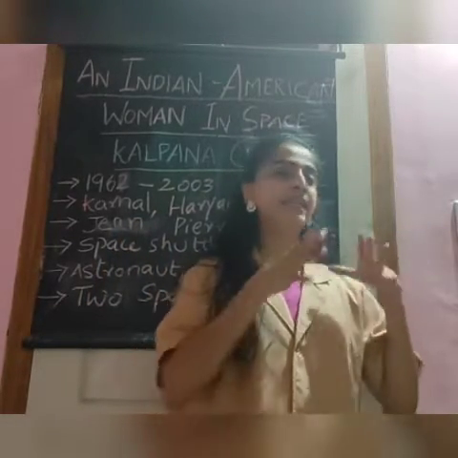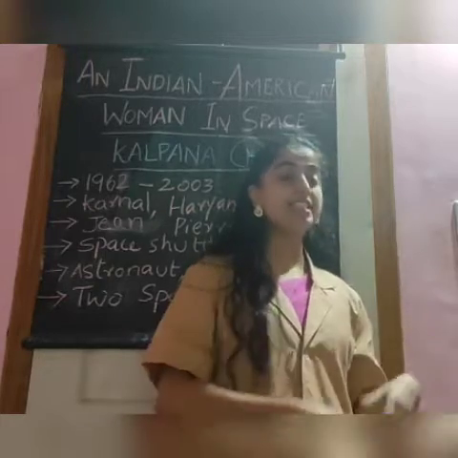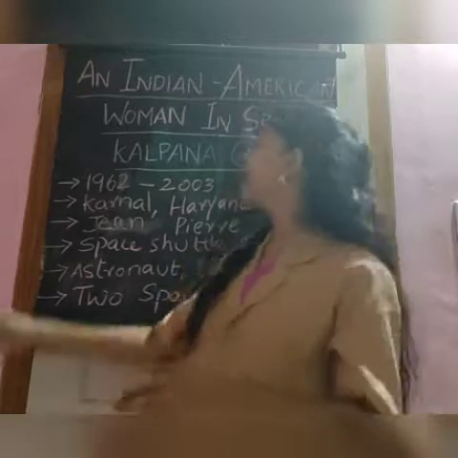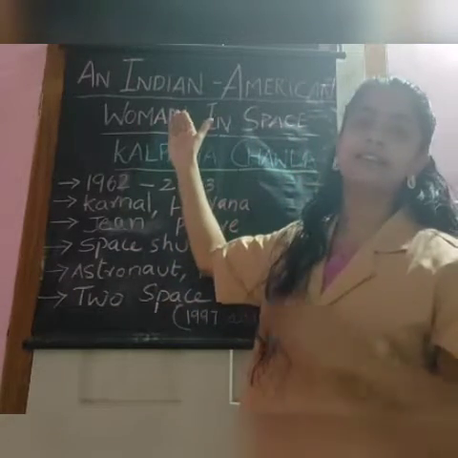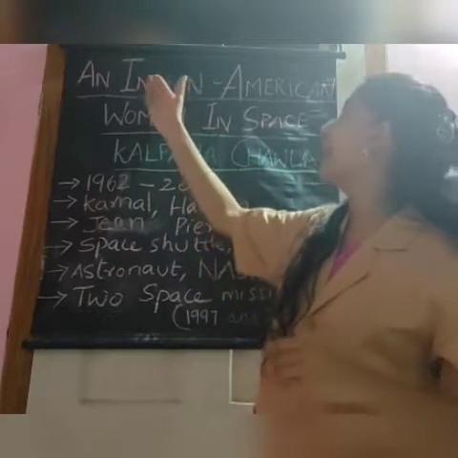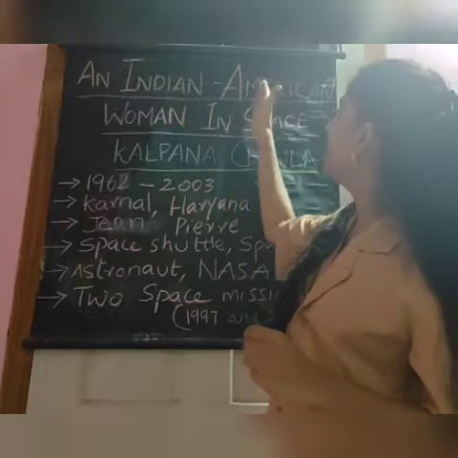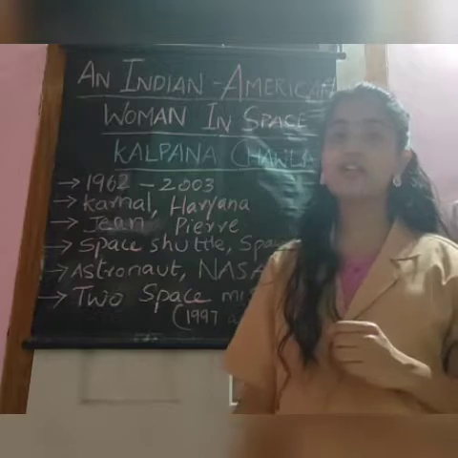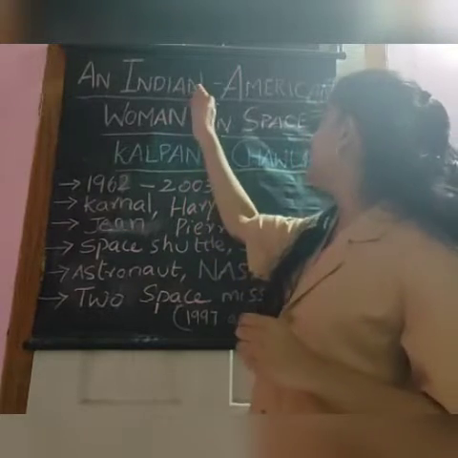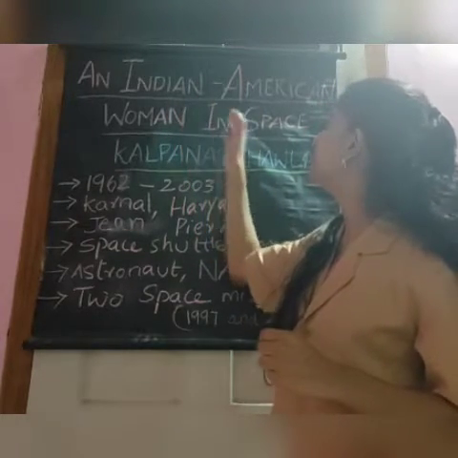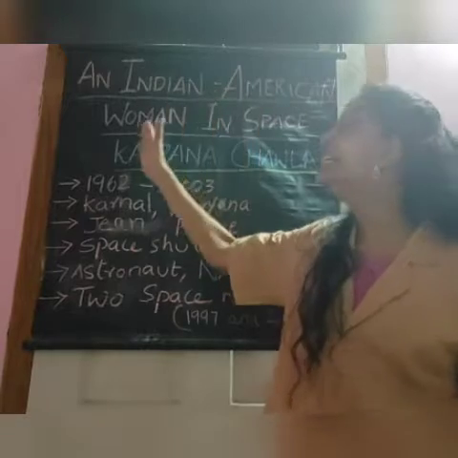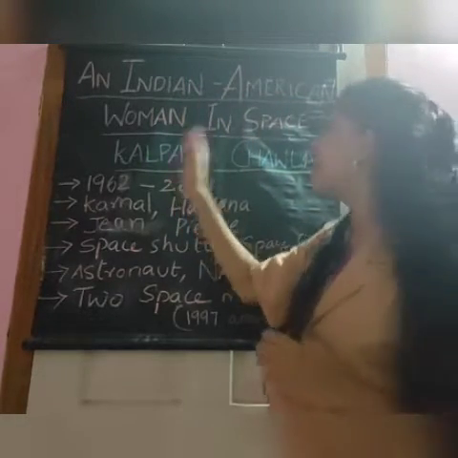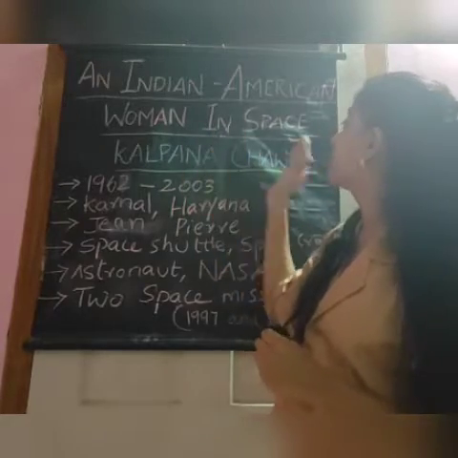We can't say completely an Indian astronaut, but she's an Indian American astronaut. So even the name of the lesson, your fourth lesson, is An Indian American Woman in Space. What is the name of the lesson? An Indian American Woman in Space. And who is that Indian American woman in space? It's none other than Kalpana Chawla.